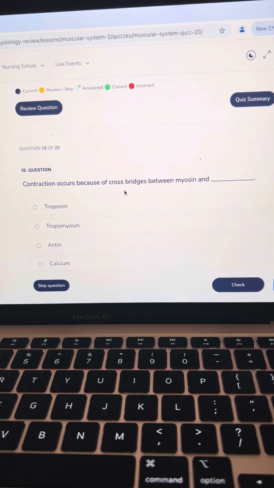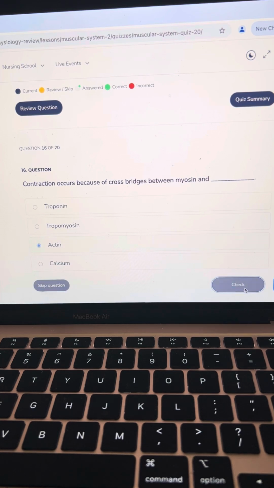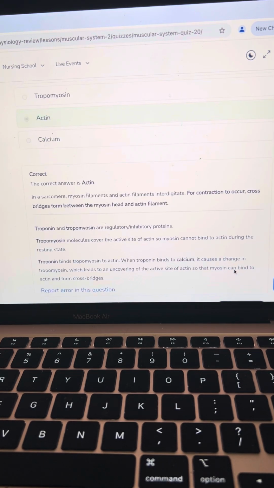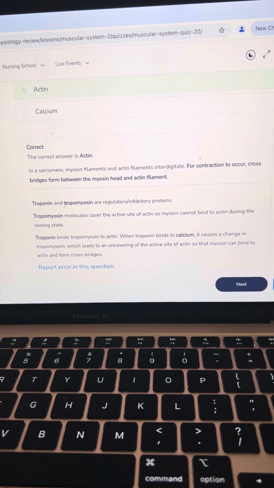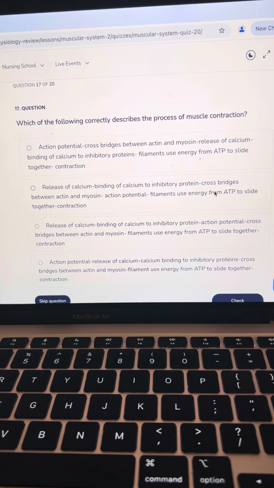Contraction occurs because of cross bridges between myosin and what? Is it troponin, tropomyosin, actin, or calcium? Oh my goodness. Oh my gosh, number 16. I'm gonna pick actin. I'm still trying to remember what we just saw there, which is this little formula or whatever that was down here where it was telling you the action potential and how it occurs, right? Oh my goodness, no.